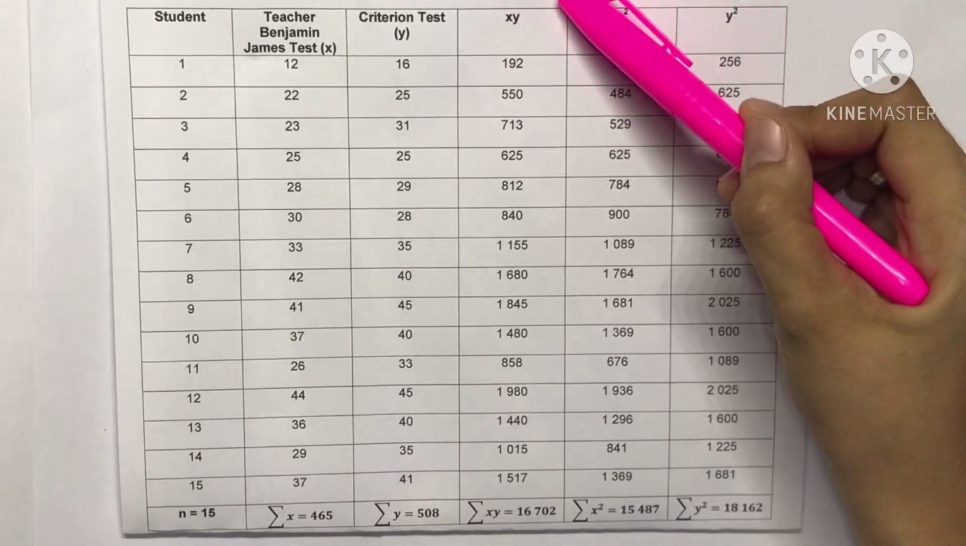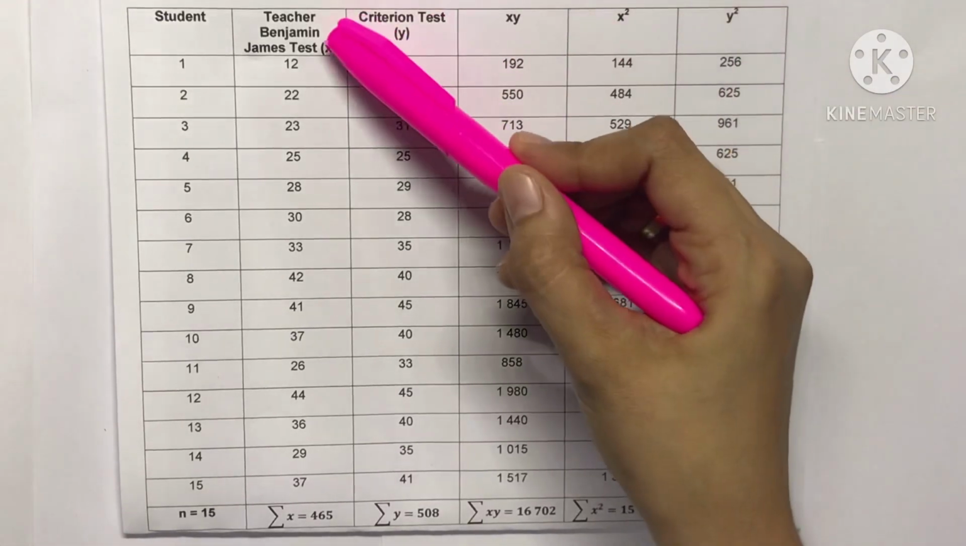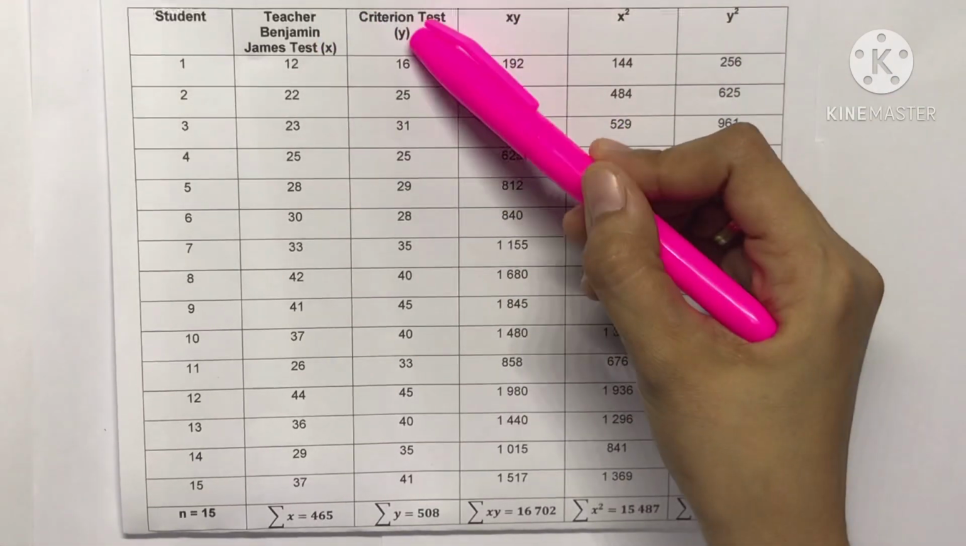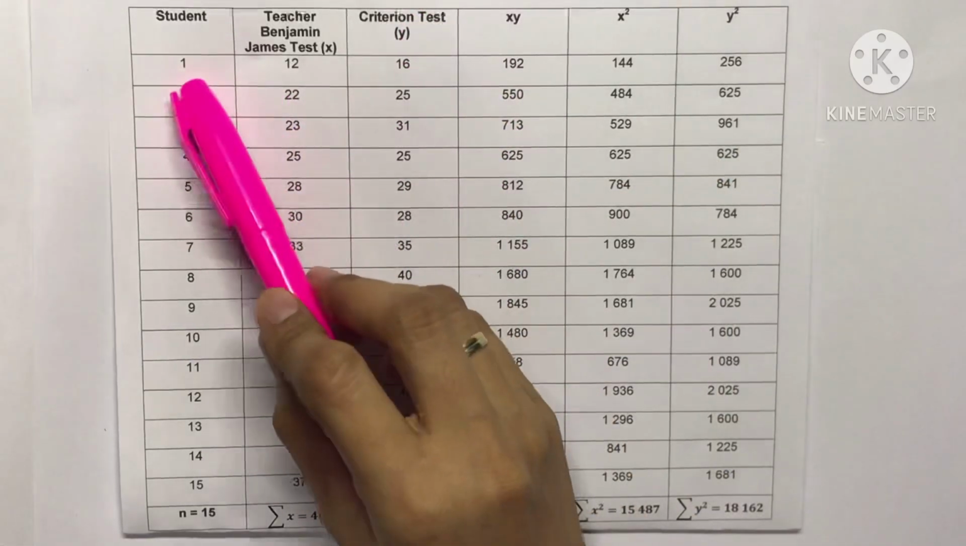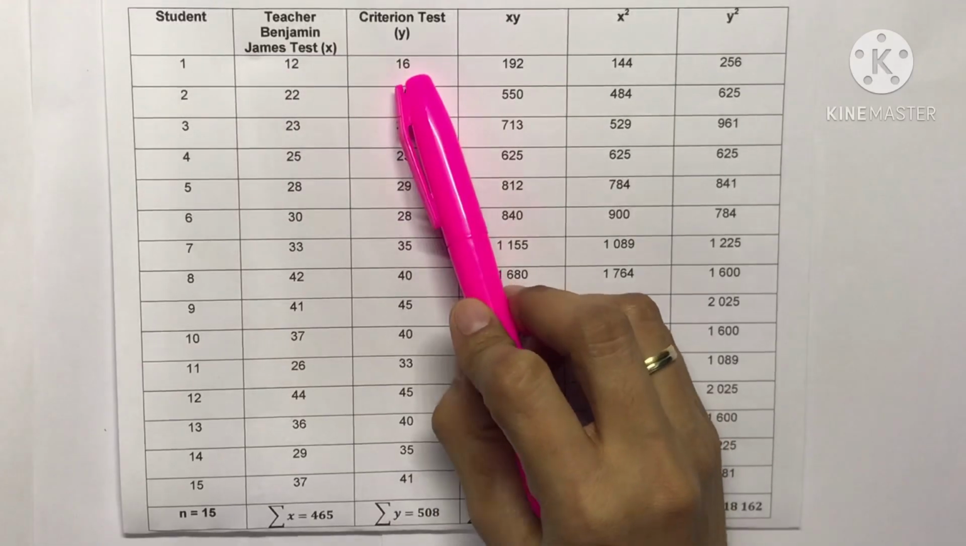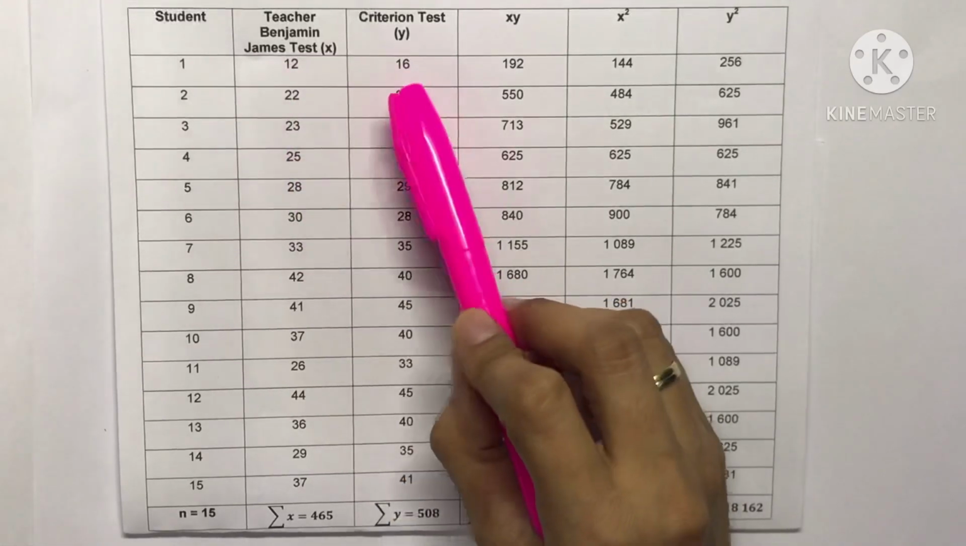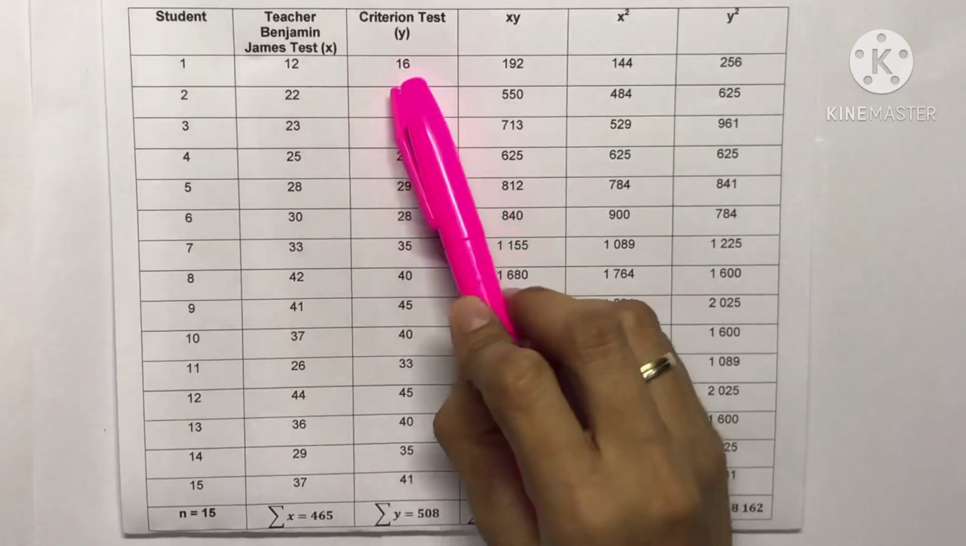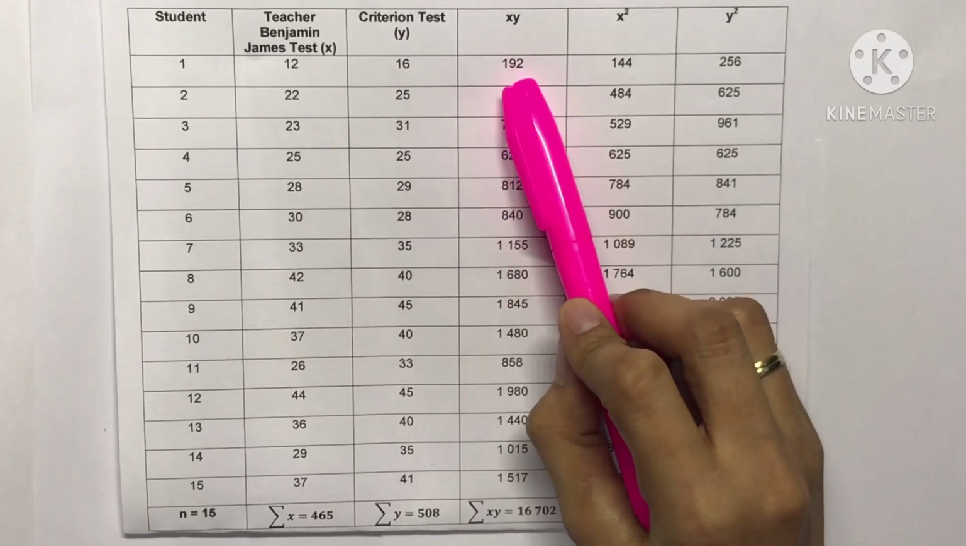So for xy, we need to multiply the value of x and y. So in this case, for student 1, our x is 12, our y is 16. So 12 times 16 is 192.